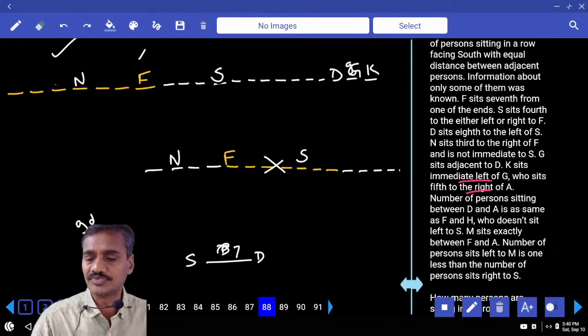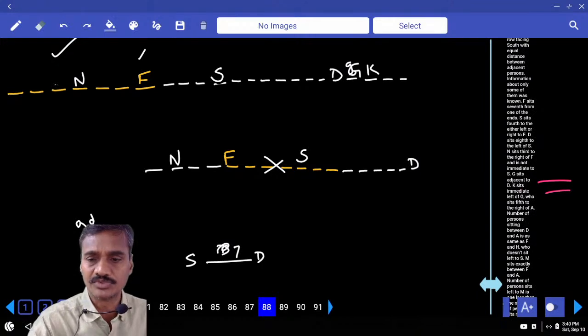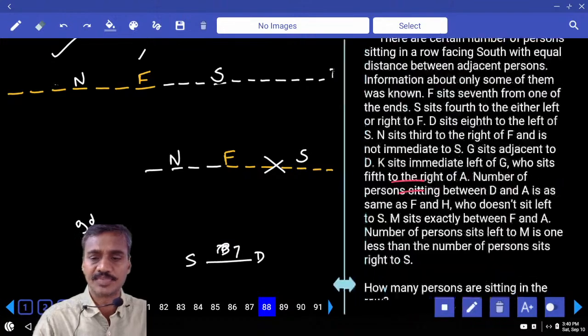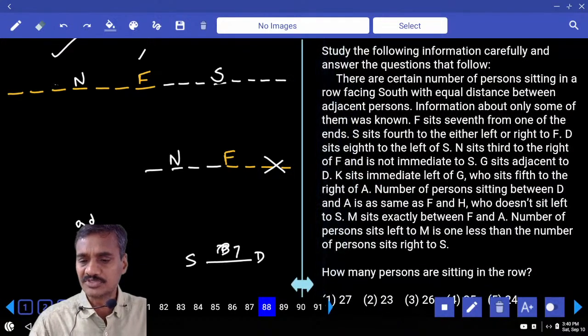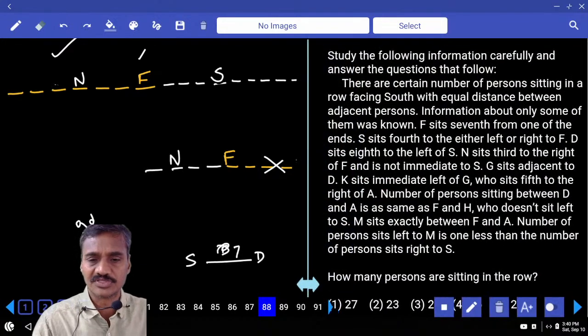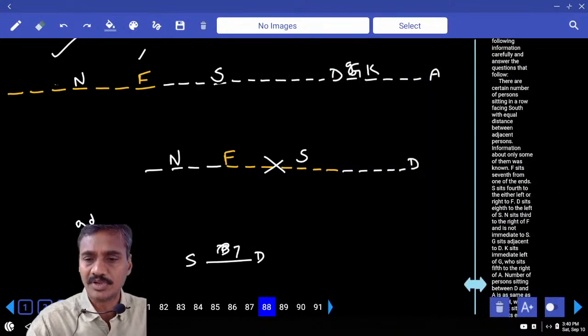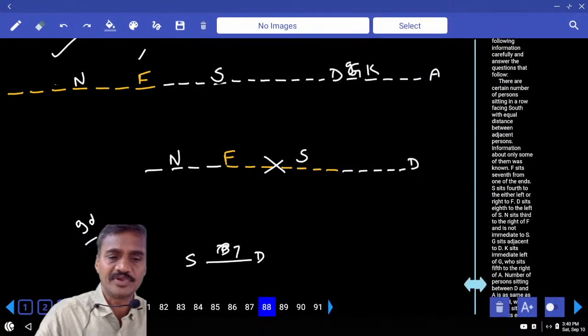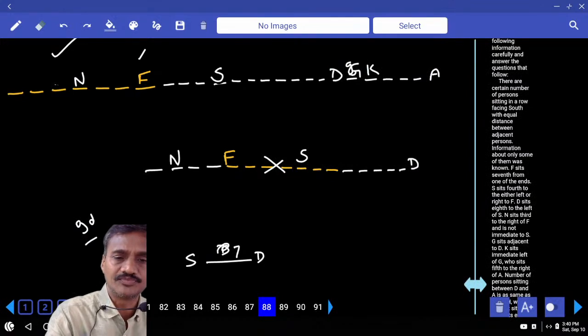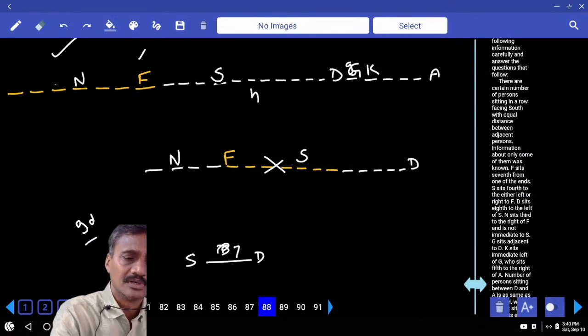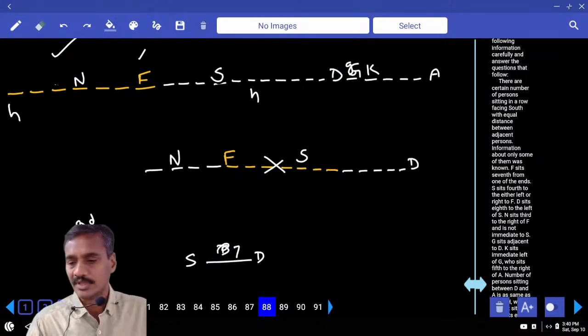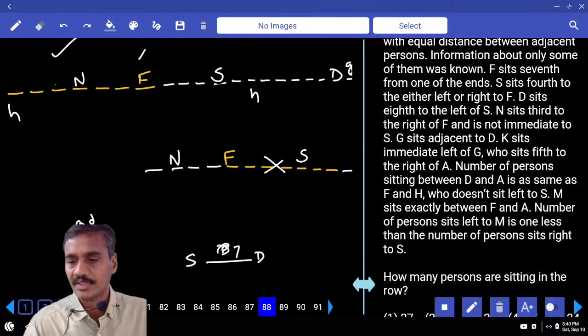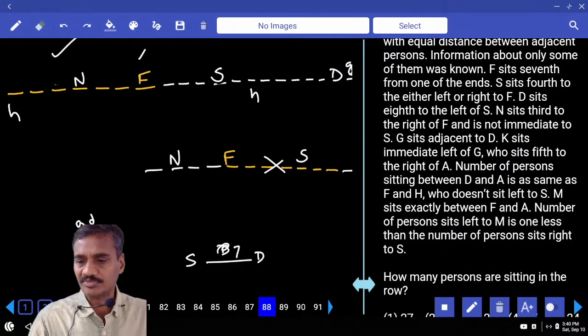Now the G is to the right of A. G is to the right of here. The number of persons between D and A is the same as between F and H. D and A, how many people? 1, 2, 4, 5. F and H, there are 5. H can be here, or here. And 5 persons between D and H, and at the same time the number of persons between D and A is the same as between F and H.